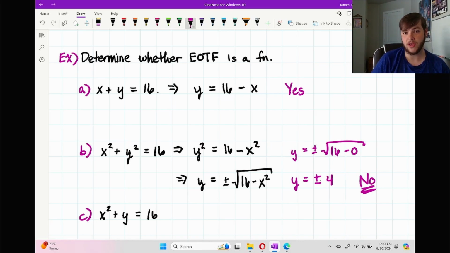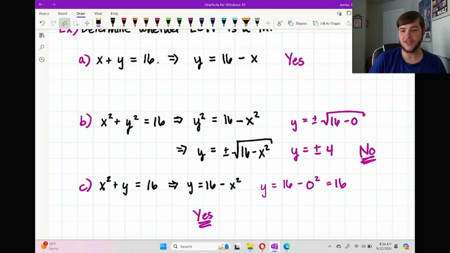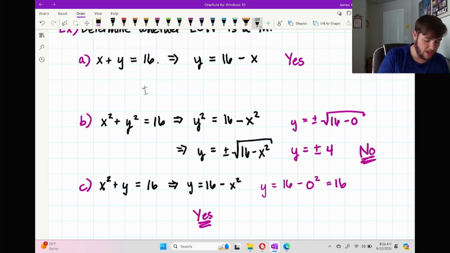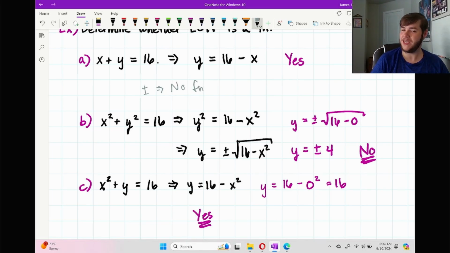Go ahead and pause the video here to see if you can do part C on your own. I found that this is a function. Notice, without having the y squared, I don't get that plus or minus business, so everything ends up being okay. In general, this is a general note, plus or minus means no function. Plus or minus typically means it's not a function.